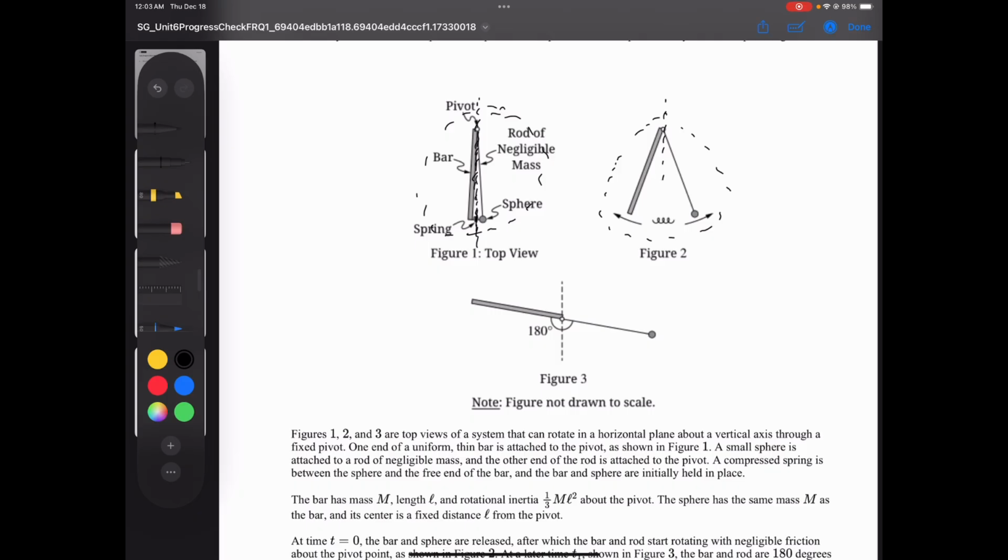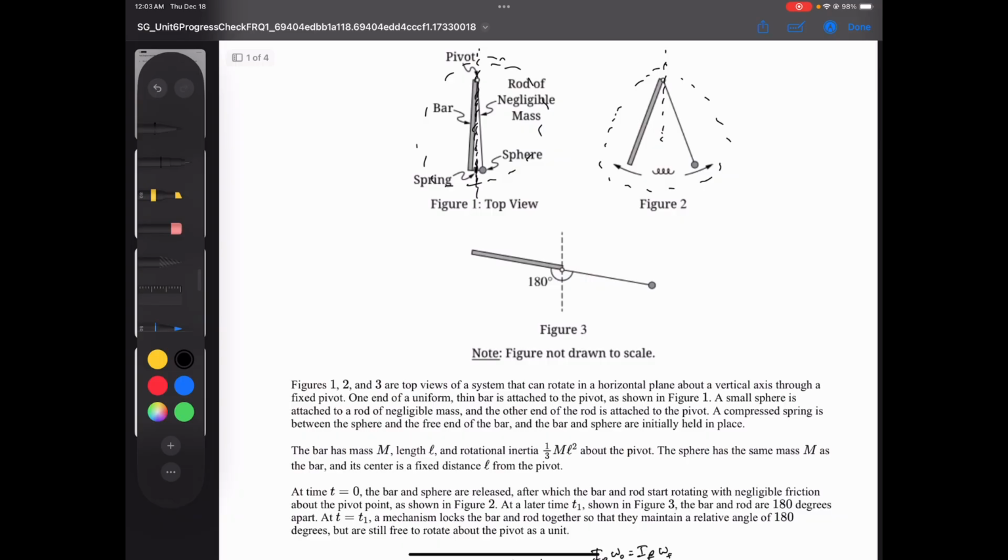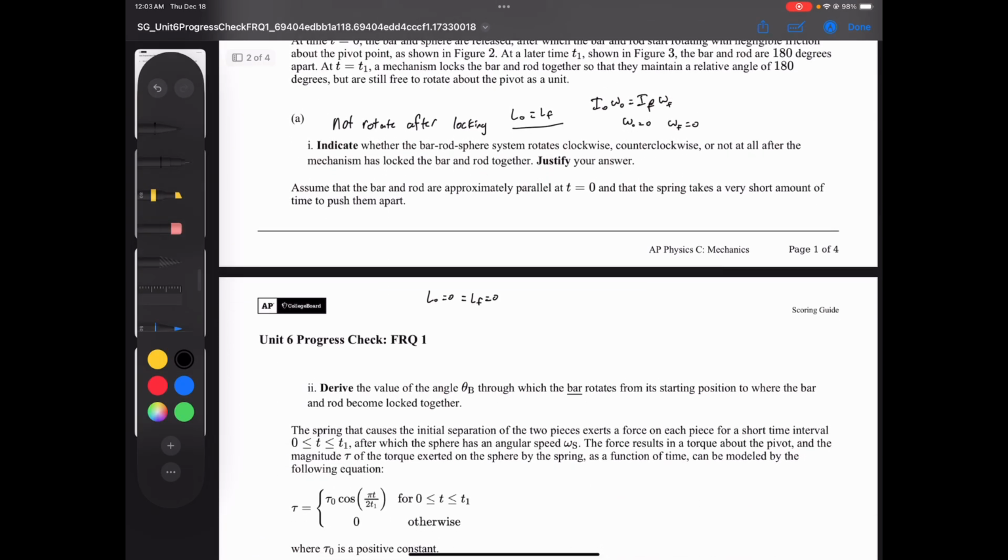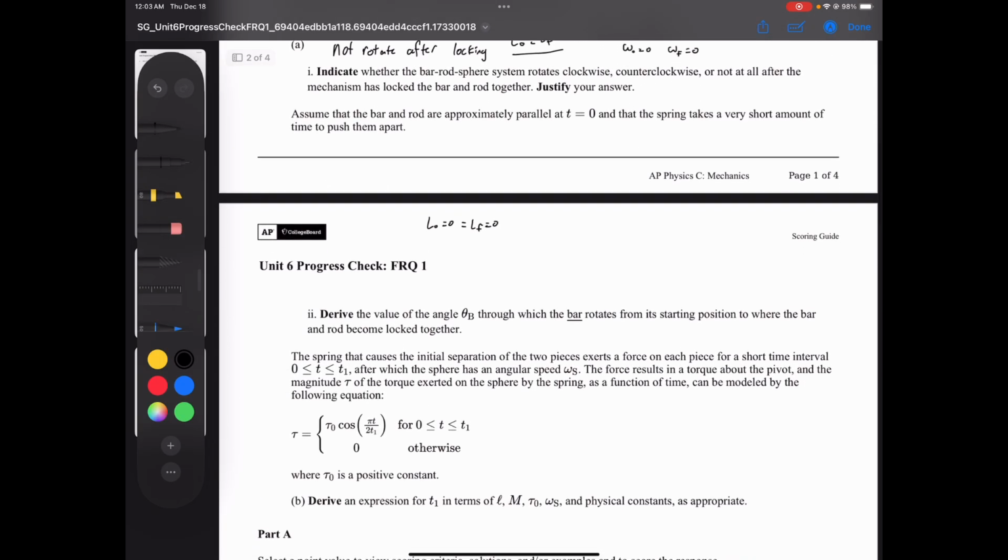I know in this diagram it's not obvious what the relationship between the rotations is, but we're going to have to calculate that. In other words, while the bar and the sphere are rotating, they're going to have equal and opposite angular momenta. So let's write down an expression. The moment of inertia of the bar times the omega of the bar while it's rotating, before the mechanism locks, has to equal the moment of inertia of the sphere times the angular velocity of the sphere.